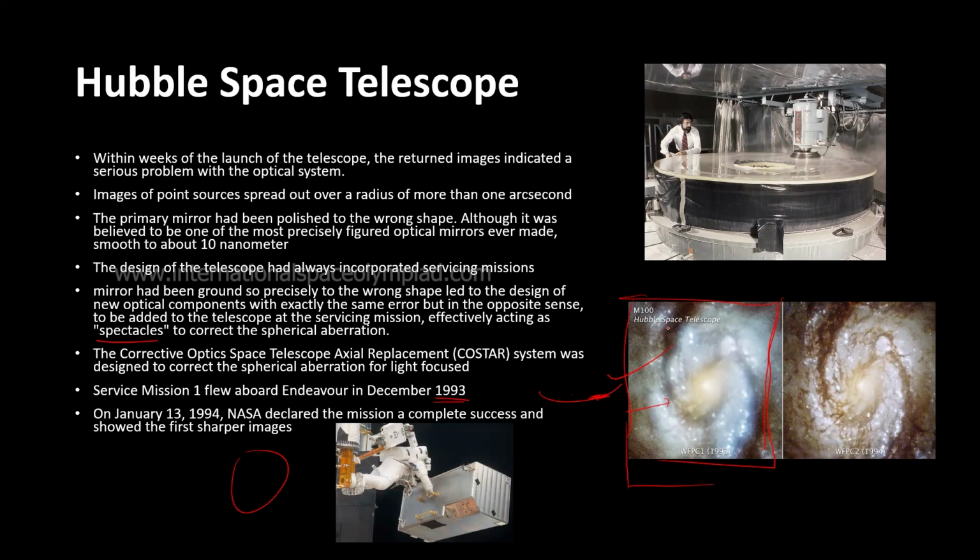Then they could make a corrective optics, usually called COSTAR. The expansion is Corrective Optics Space Telescope Axial Replacement, and that is the thing that you are seeing. Okay, this is that instrument, and they went in the Endeavour space shuttle and repaired it, and then they got a better picture. Actually, not just better, the best picture. We cannot call it a better picture. They corrected it and got the best pictures, and you can see the before and after.